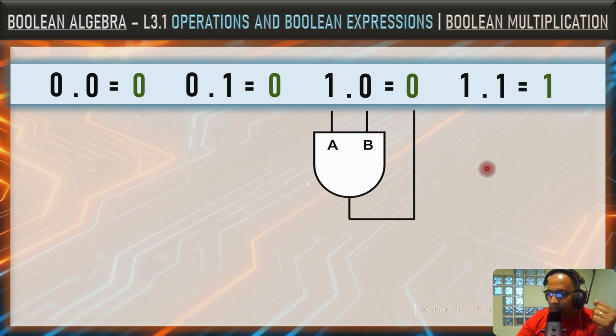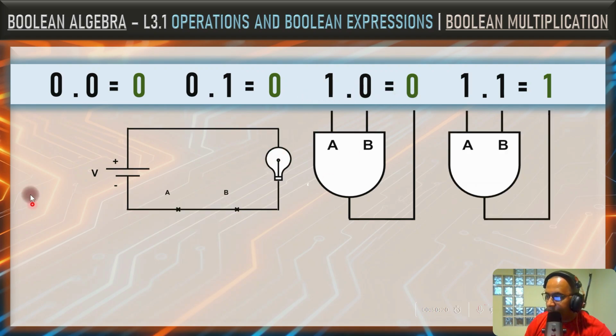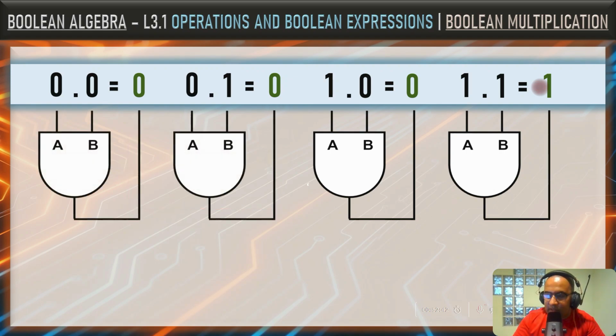Next case, 1 times 0. That is switch A on, switch B off. The current passes through the first switch, but it gets blocked at the second switch. So lamp off, that is output 0. Finally, 1 times 1 equals 1. That is switch A on and switch B on. Now the path is completely free. The current flows through both switches and reaches the lamp. That is output 1. And that's why the AND gate produces 1 only when all inputs are 1. In any other scenario, the lamp stays off. That is, the output is 0.